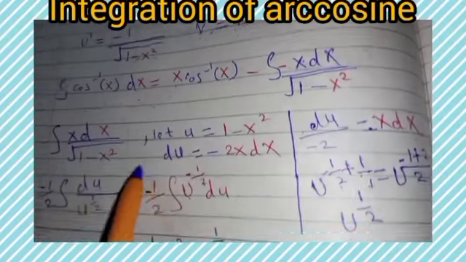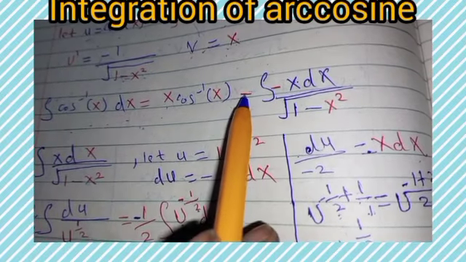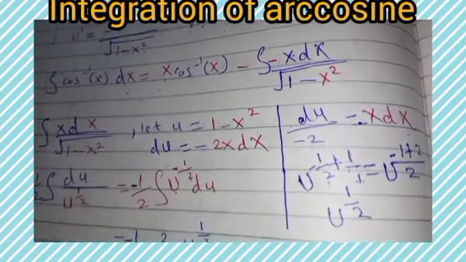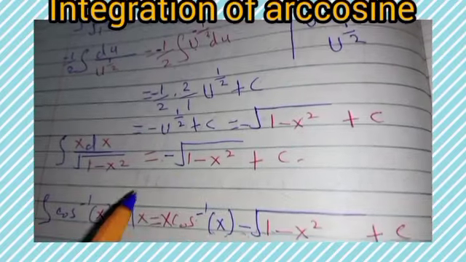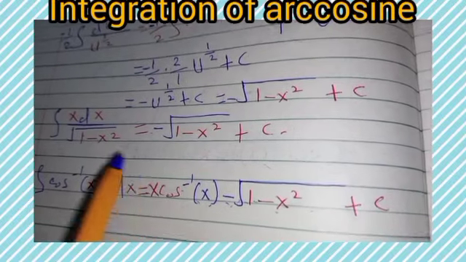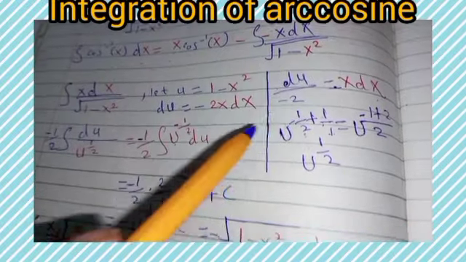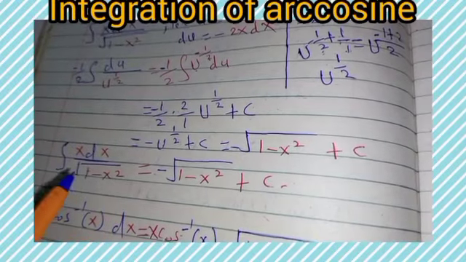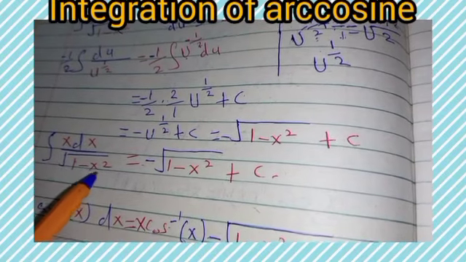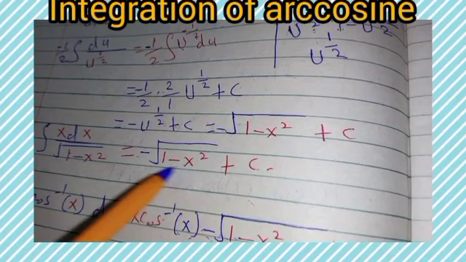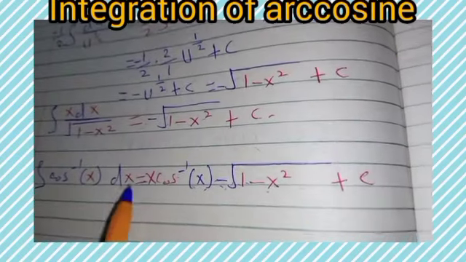It is also testing the knowledge of integration by use of substitution. Now, this symbol here, minus and minus, will be positive. So when we come to the final result here, we have this part being negative, because when we integrate x dx over square root of 1 minus x squared, it is giving us negative square root of 1 minus x squared, as shown here.